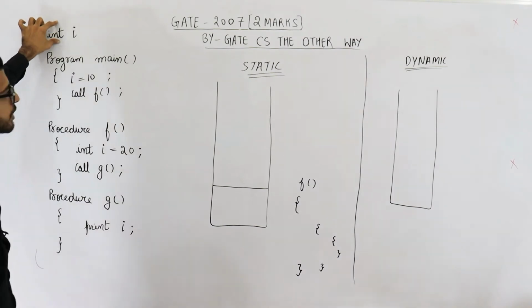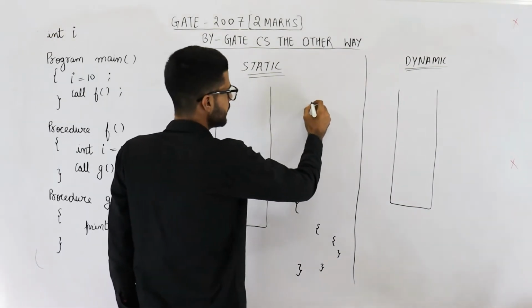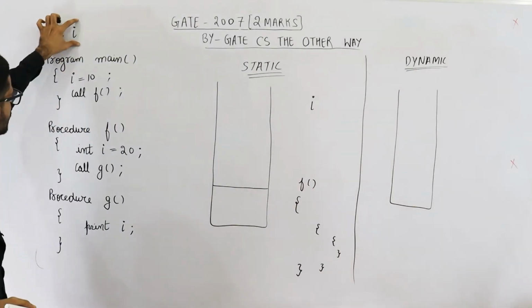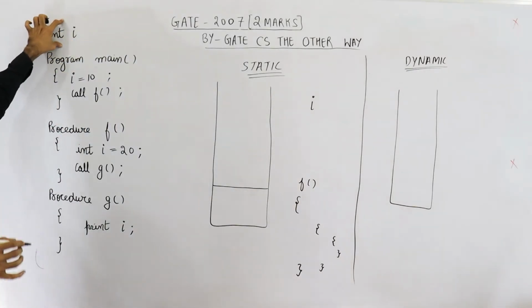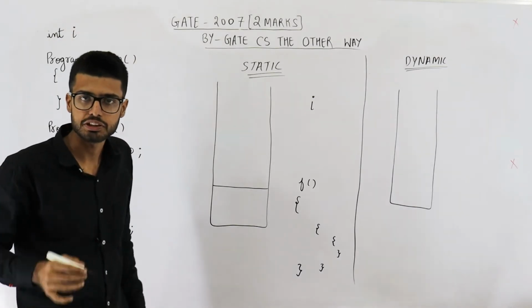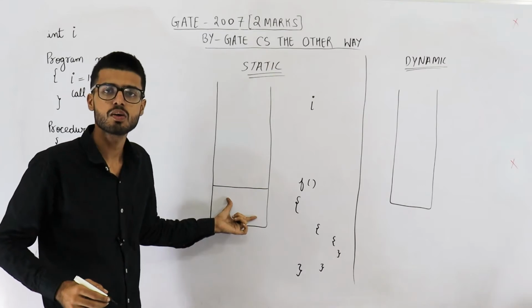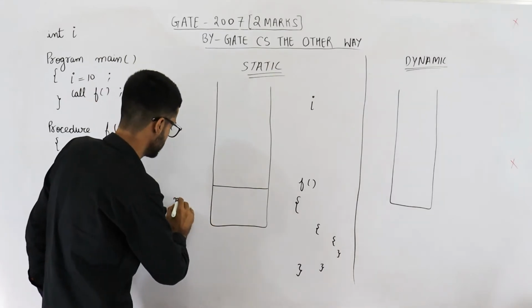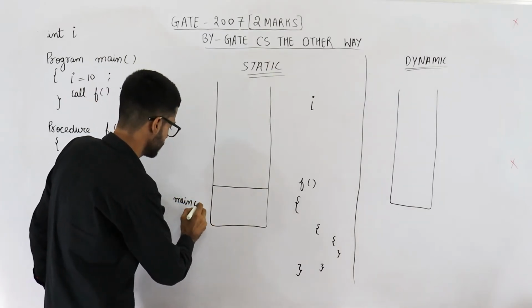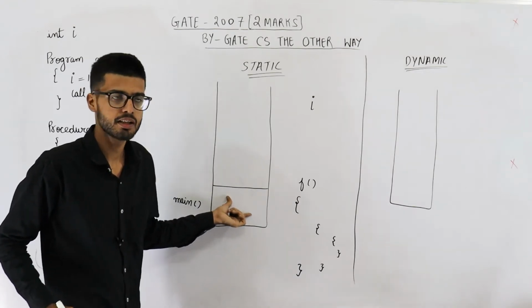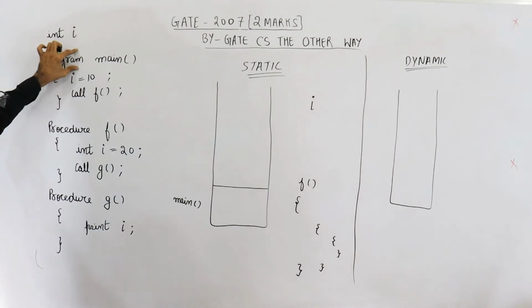This is a global variable, so it will be declared in the data section of the code. Now you have declared this global variable, start executing from the main function. That means call the main function. Suppose this is the activation record for the main function. That means all the local variables of the main function will be declared here. So start executing the main function from line number 1.